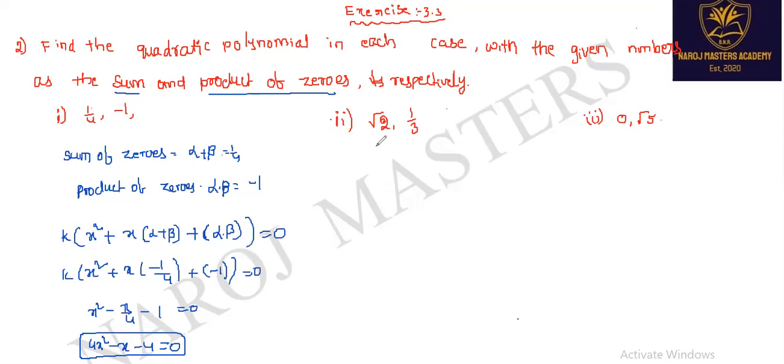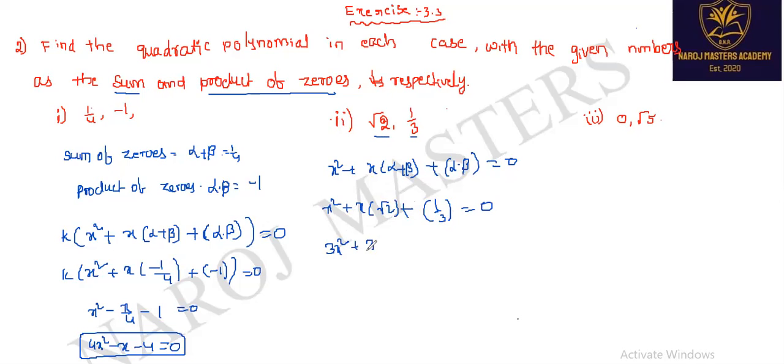In the same way, look at the question number 2. Here alpha plus beta is root 2 and alpha into beta is minus 1. Substitute in this, x square plus x into alpha plus beta plus alpha into beta equal to 0. So x square plus x into root 2 plus 1 by 3 equal to 0. Then it is 3x square plus 3 root 2x plus 1 equal to 0. Is it correct? I think this is minus of x. Yeah, this is minus of x. So 3x square minus 3 root 2x plus 1 equal to 0. This is the quadratic polynomial.